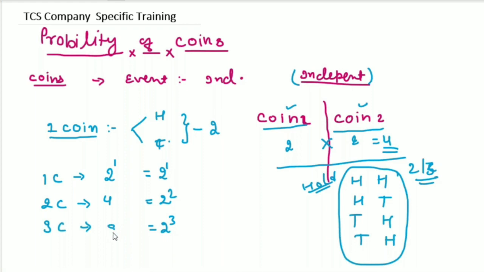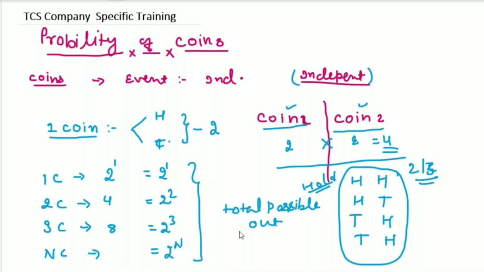This will be 2 raised to power 3, which is equal to 8. Now, whenever we have n coins, then what could be my answer coming up next? This will be equal to 2 raised to power n. Now what is this? This is called the total possible outcome.